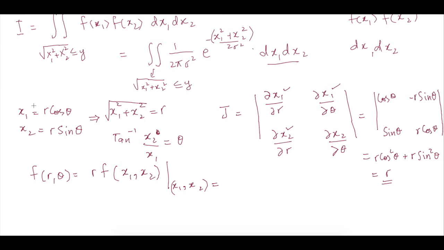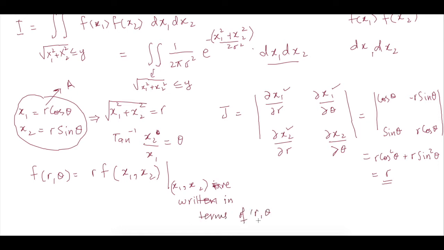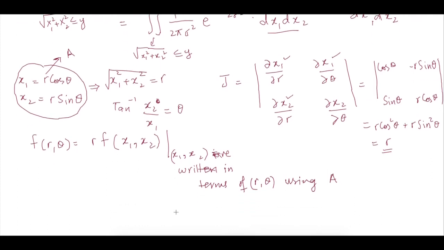So let's say this mapping is known as A, right? So then x1 x2 is r written in terms of r theta using A. I know it will be clear in a minute what it means.